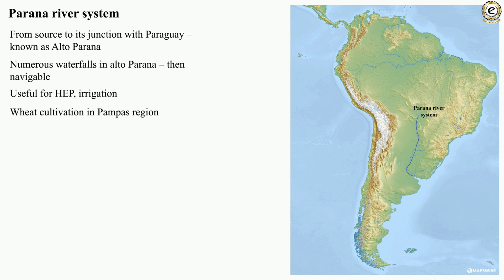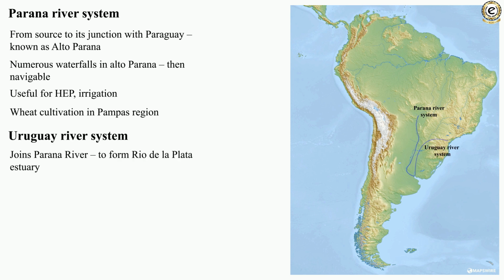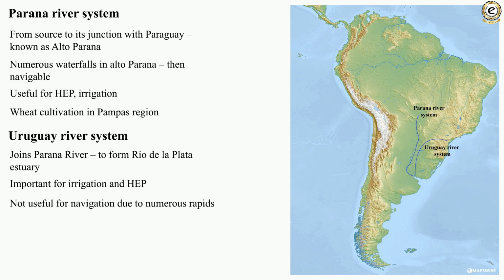Now the next one is the Uruguay river system. It joins Parana river to form Rio de la Plata estuary. It is important for irrigation and hydroelectric projects. It is not useful for navigation due to numerous rapids.